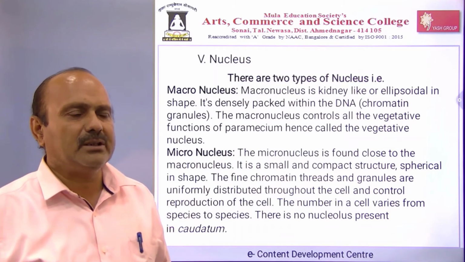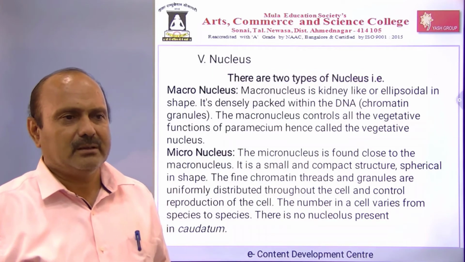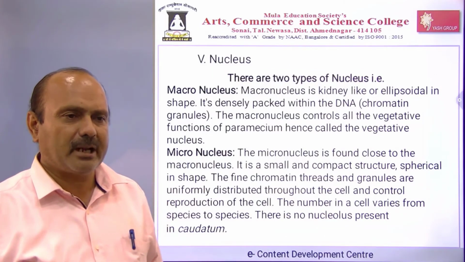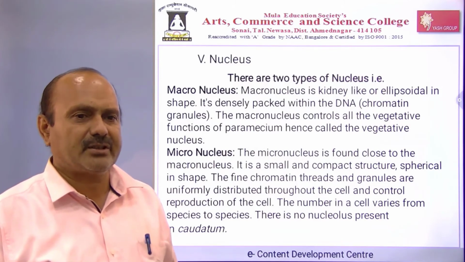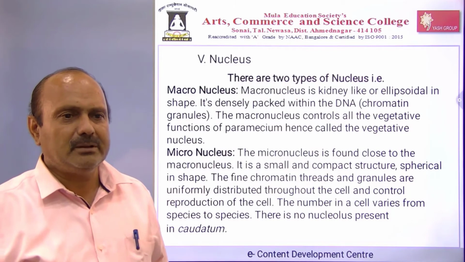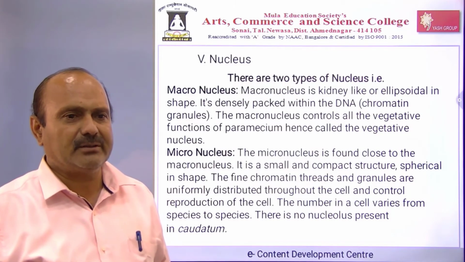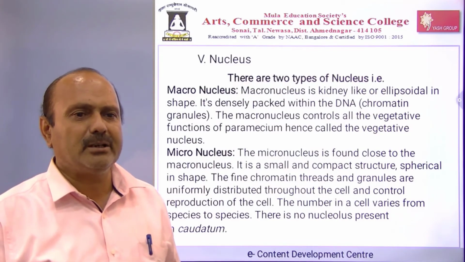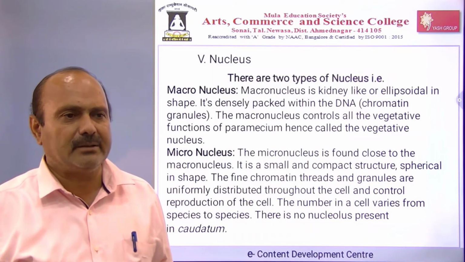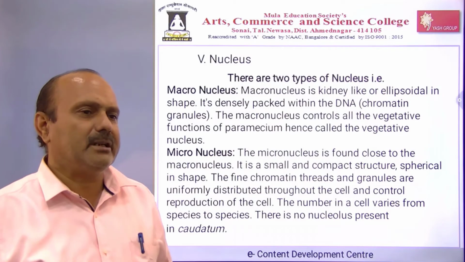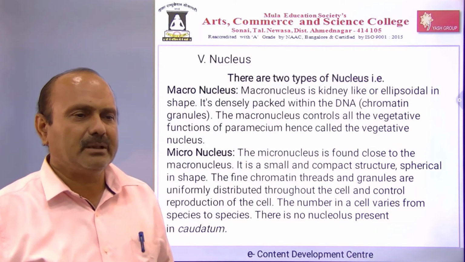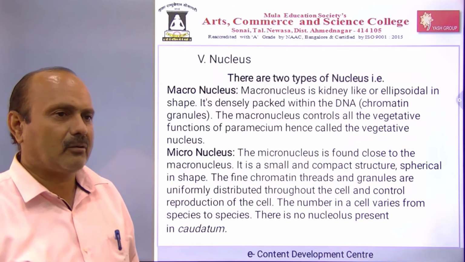There is a second nucleus called the micronucleus. The micronucleus plays a very important role in the case of this paramecium. It is a rounded, compact structure. It is filled with chromatin threads and granules, uniformly distributed throughout the cell. It controls the reproduction of the animals. Suppose the paramecium reproduces by the sexual or asexual method. In the case of the sexual method, it is called conjugation.